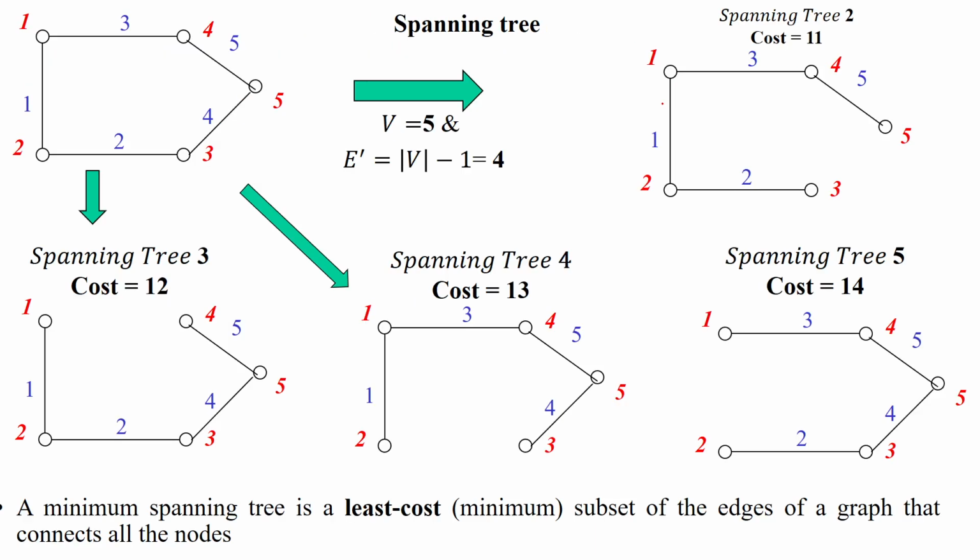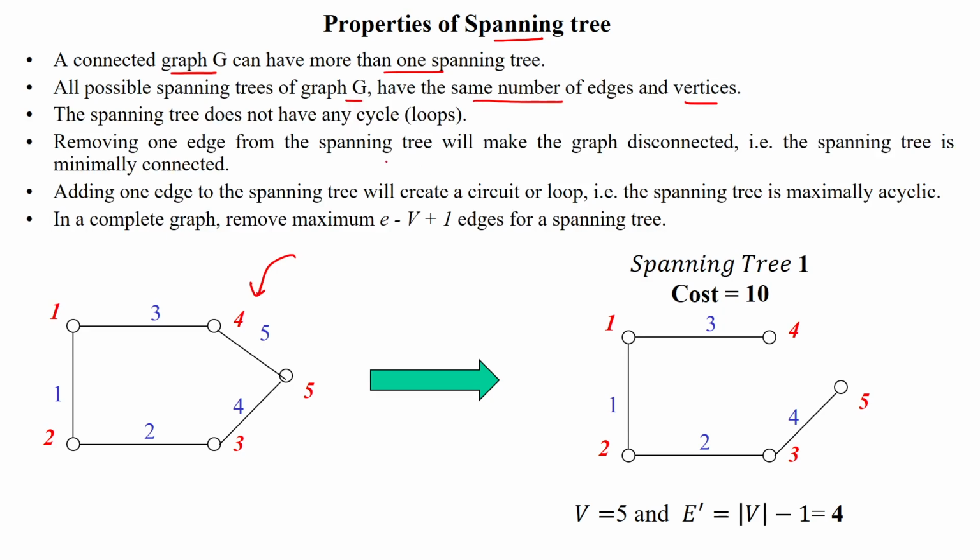For example, you look at here, all 5 spanning trees have the same number of vertices. All spanning trees have 5 vertices and all spanning trees have 4 edges, 1 2 3 4. So all the possible spanning trees have the same number of vertices and the same number of edges, and a spanning tree does not have any cycle. All the spanning trees do not have cycles in their structure.